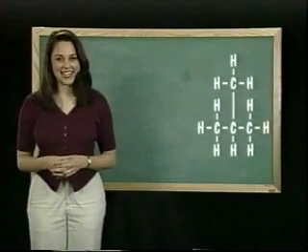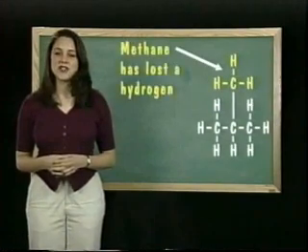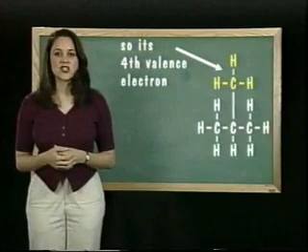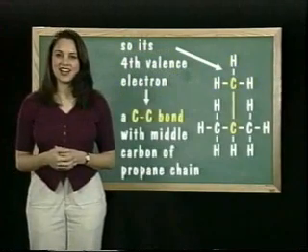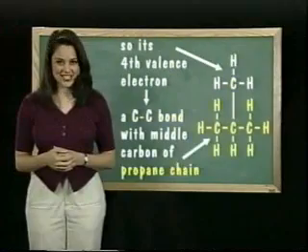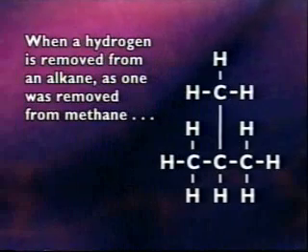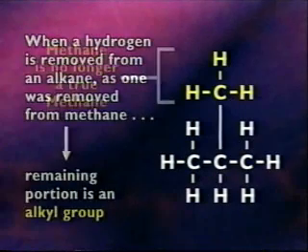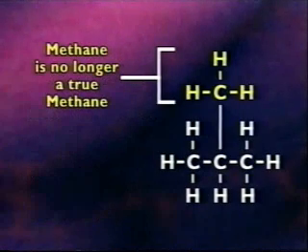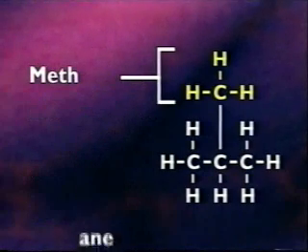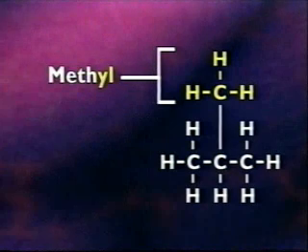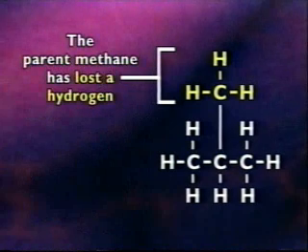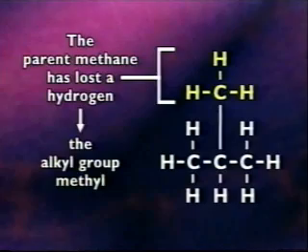No, it's not hiding. The methane has lost a hydrogen so that its 4th valence electron can form a carbon-carbon bond with the middle carbon of the propane chain. When a hydrogen is removed from an alkane, as one was removed from methane in this example, we call the remaining portion of the alkane an alkyl group. Since the methane is no longer a true methane, we drop the ANE and add YL to signify that the parent methane has lost a hydrogen and is now the alkyl group methyl.